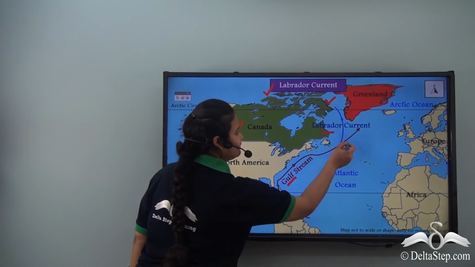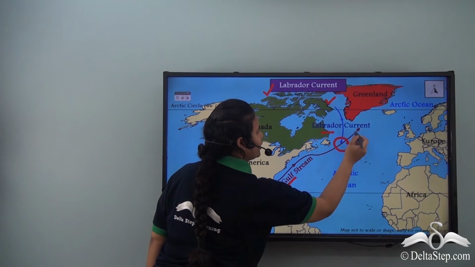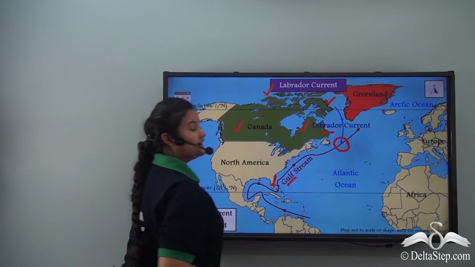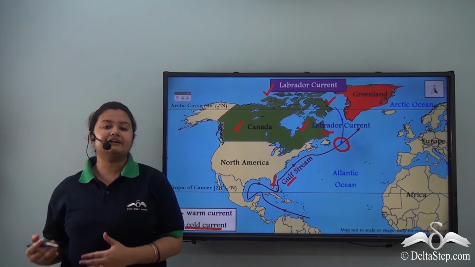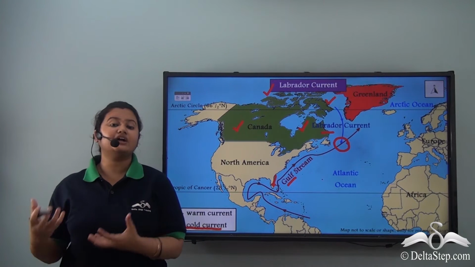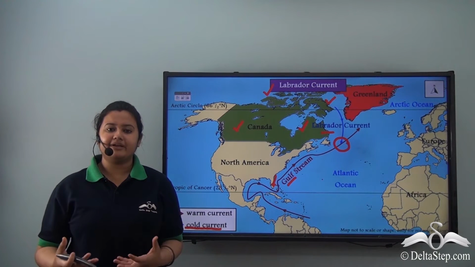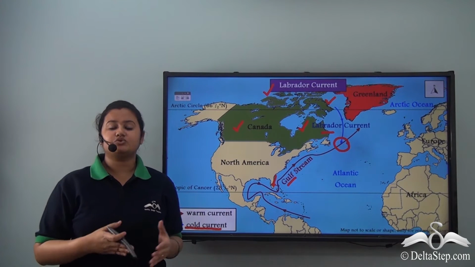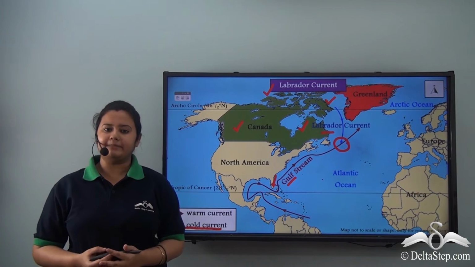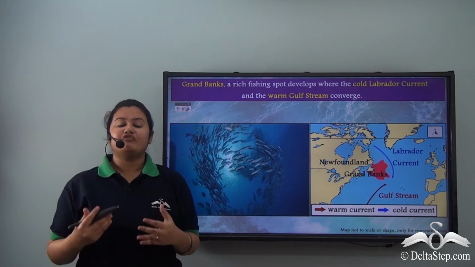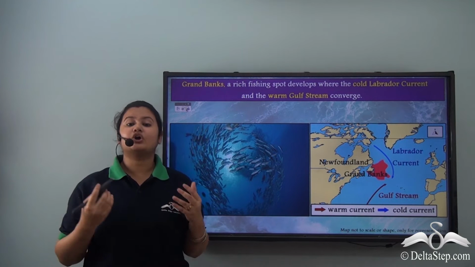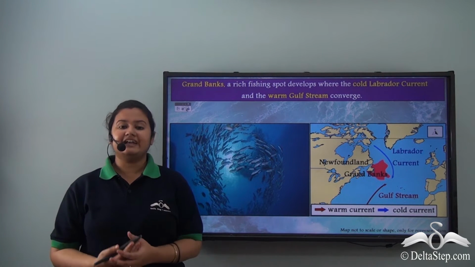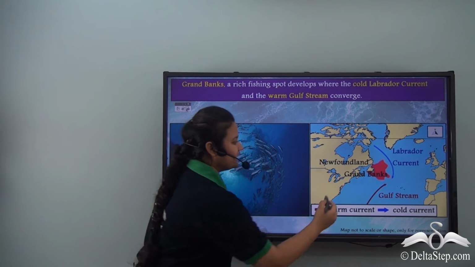And here we have the confluence of a cold current, the cold Labrador Current, and a warm current, that is the Gulfstream. Now, we have already learned that when a warm current and a cold current meet, what happens? Fog develops. Now, we will learn what else happens when a warm and a cold current meet. When the warm Gulfstream and the cold Labrador Current meet, a fishing ground develops. The name of that fishing ground is Grand Banks.